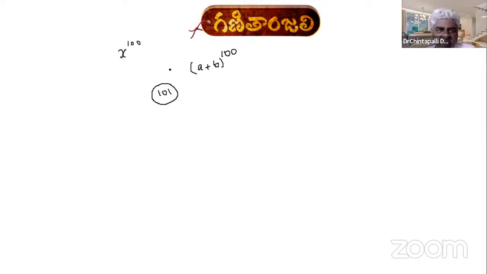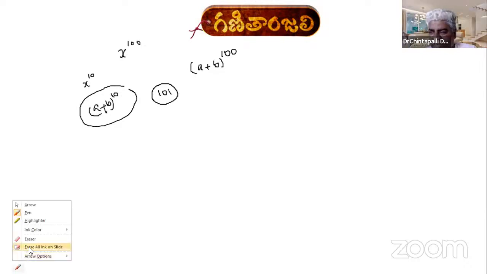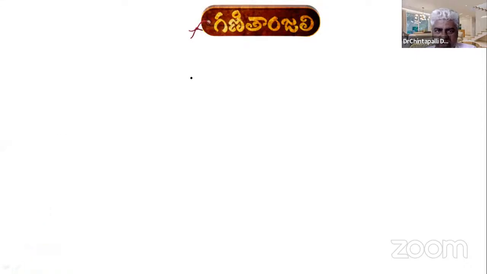And if you are asked to find the derivative of x power 10, we need the formula a plus b whole power 10. It's also very difficult. So that's why we need an alternative method to find the derivative of x to the power of n. For that, in limits, this formula is used.